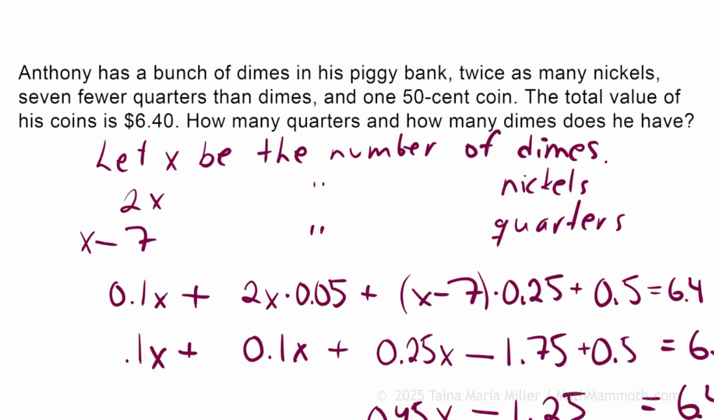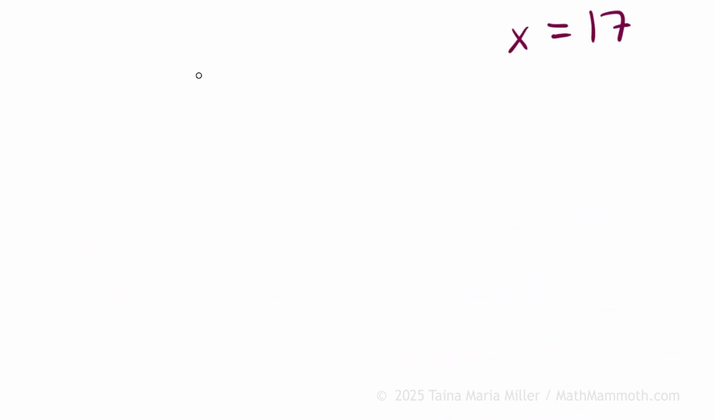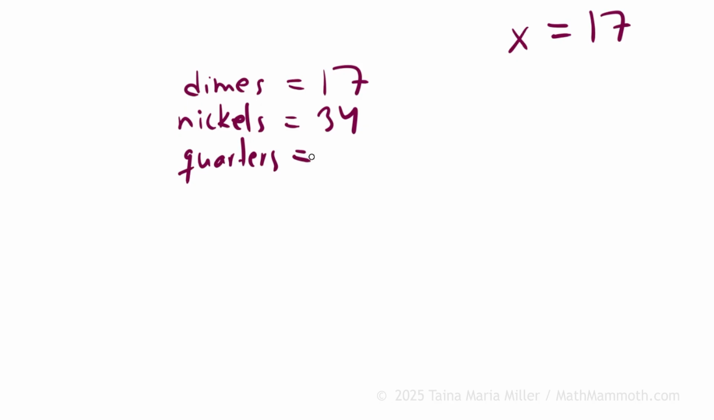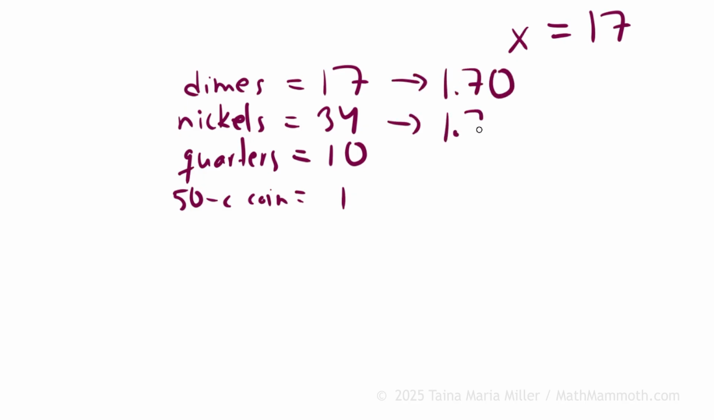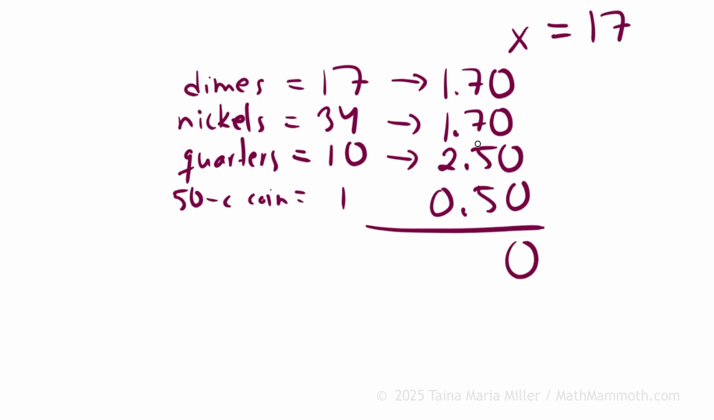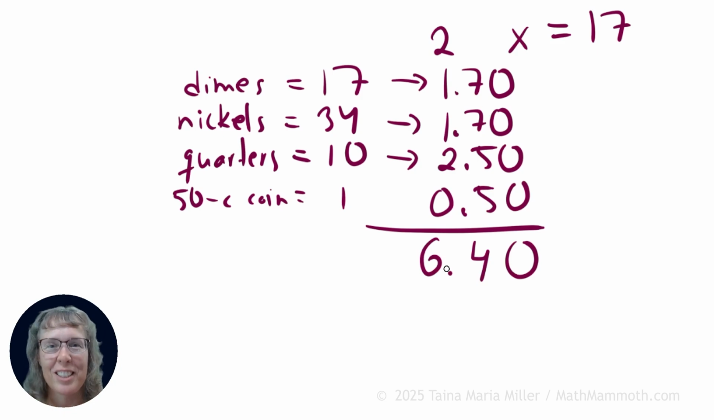Does the number of those coins actually, if we take the value, does it give us 6.40? And we also had twice as many nickels. So let me write here that dimes, 17, nickels, there's 34, double as many. Quarters was 7 fewer, and then the one 50-cent piece. Now the value, 17 dimes, 34 nickels is the same value, 10 quarters, 2.50, and this one is 0.50. And we can add these. 1.7 plus 1.7 is 3.4, plus 2.5, 5.9, and 0.5, 6.4. Yes, we get 6.40 here as the value of his coins, so all is well.